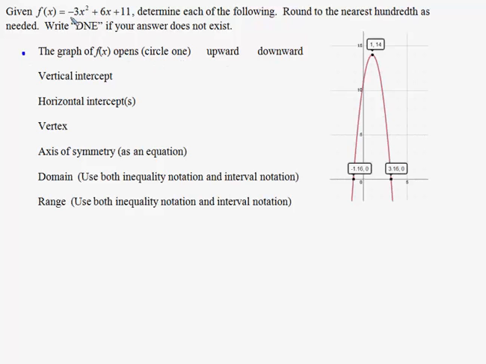It turns out, since my a value here is -3, when I say a value, let me write down a quadratic in general. A quadratic equation is an equation that can be written as some number a times x squared plus some number b times x plus some number c. My problem is f of x equals -3x squared plus 6x plus 11. It turns out that our a value is -3.